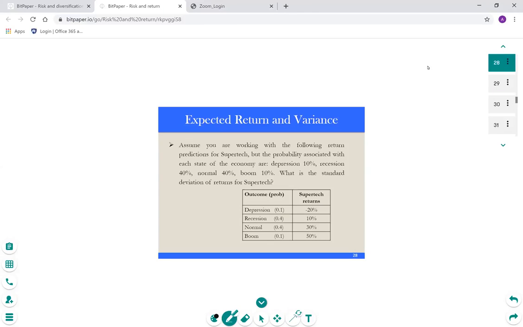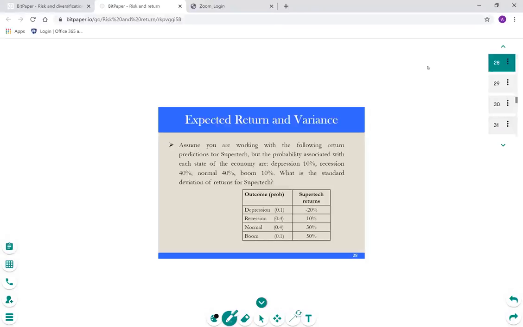Now let's go through just a little exercise on calculating expected return and variance. So we have this hypothetical company, SuperTech, and it's going to have returns that are based on the state of the economy. There are 4 different possible states of the economy: a depression, a recession, a normal economy, and a boom. Each of those has the probability that I've listed here in parentheses next to each of those contingencies.